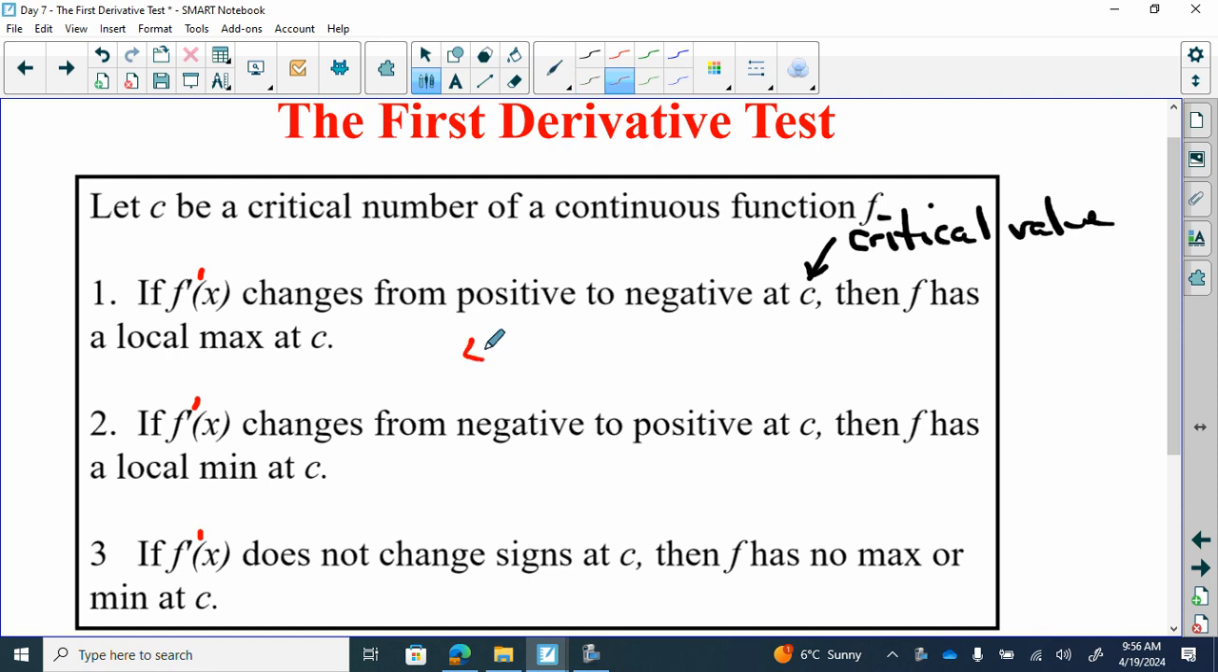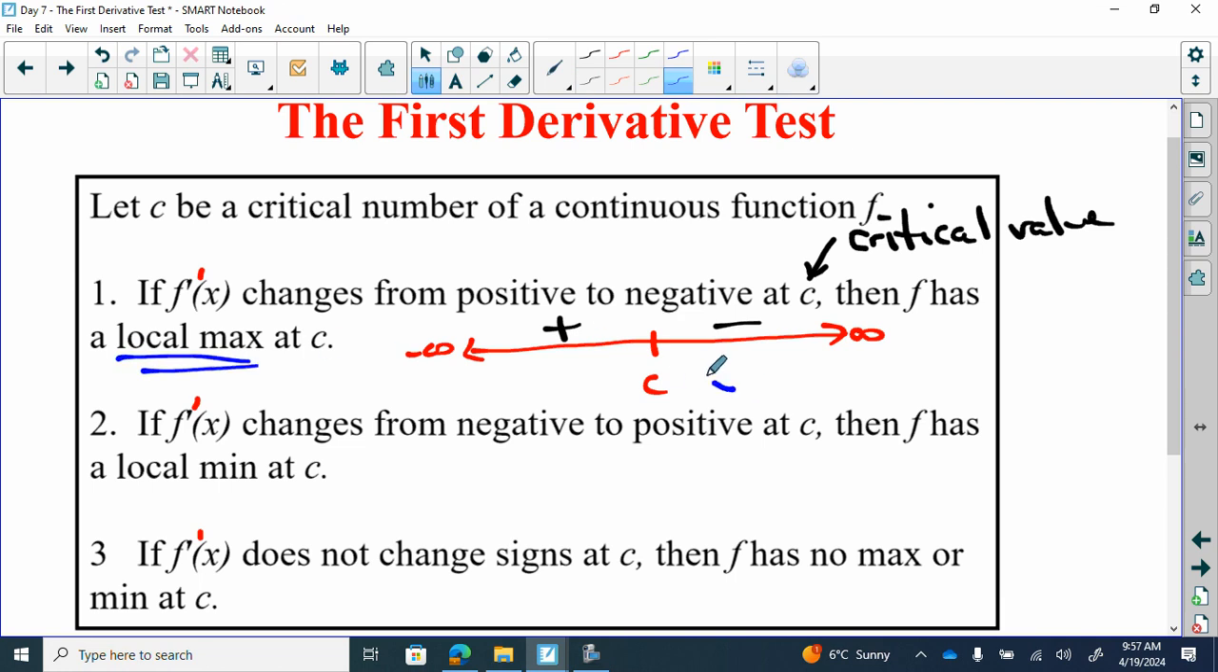So when we're doing our number line and you have a critical value at c, we're going from negative infinity to positive infinity. If it changes from positive to negative, that means from negative infinity to c, the derivatives were positive, meaning the function's increasing, and then from c to infinity, say you found that the derivative had a negative value, so the slope of the tangent line would be negative, we know the function to be decreasing. If it goes from positive to negative at c, we have what you call a local max.